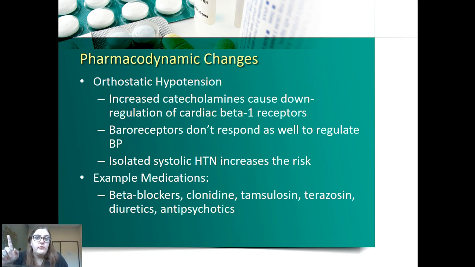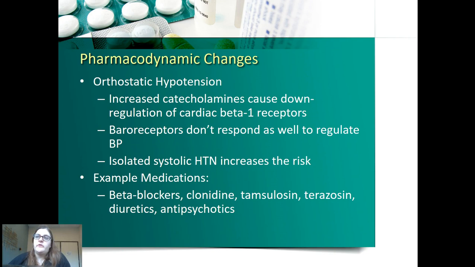One, because of the same issue, they're chronically dehydrated, not as much fluid, not as easy to move. Another thing is their excess presence of catecholamines actually causes downregulation of beta-1 receptors. So because there's these extra catecholamines floating around, those beta-1 receptors have decreased, and then the heart can't necessarily keep up as well. Baroreceptors, which are responsible for sensing these changes and making sure that blood pressure stays normal no matter what, they don't work as well.